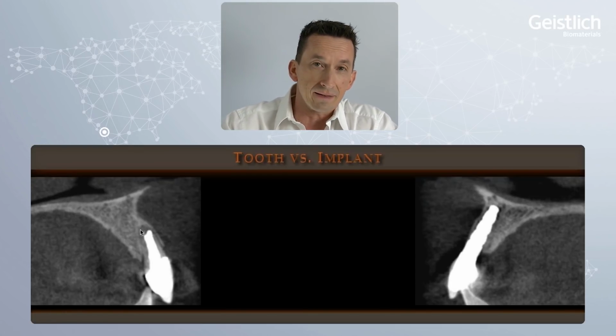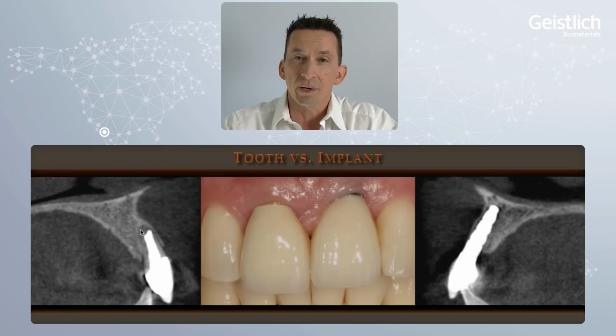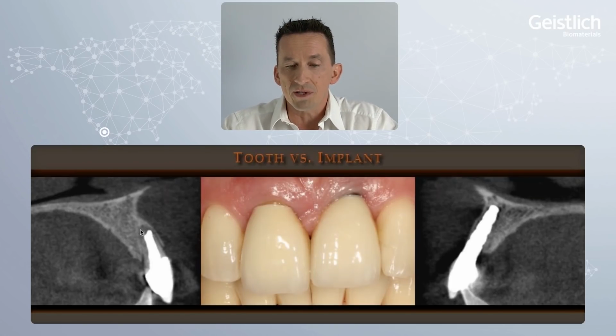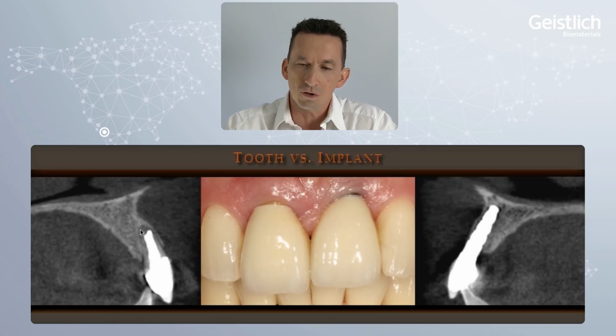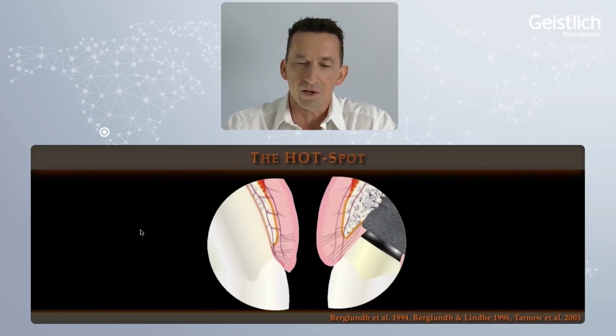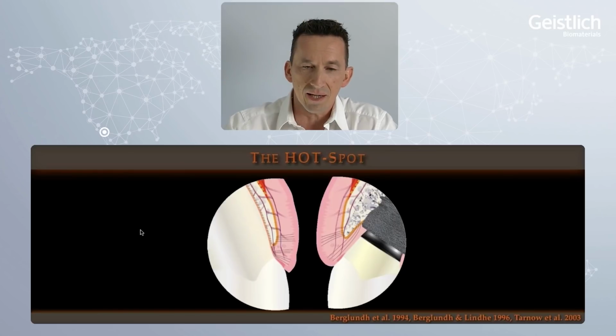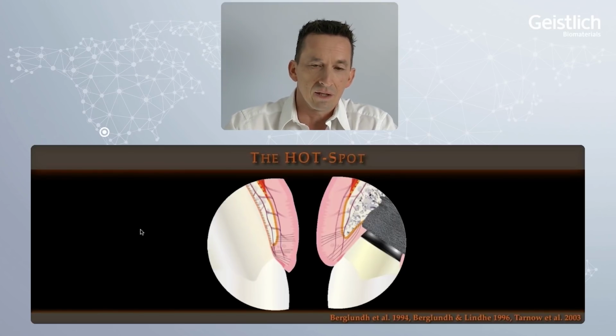But if you look at the clinical picture, you see from a soft tissue standpoint, we're gonna have more recession defects compared to the tooth. What's the reason for that? And the hot spot is the area where we penetrate the soft tissue.